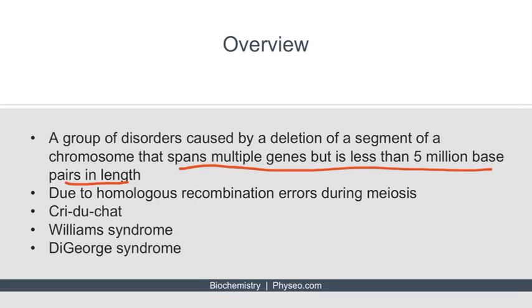In other words, it's not a small mutation in a single gene like sickle cell disease, but on the other hand, it doesn't involve an entire chromosome like Turner syndrome. So I like to think of it as a medium-sized deletion somewhere in between the two extremes. Microdeletions are usually caused by sporadic recombination errors that occur during meiosis. There are 3 microdeletion syndromes you need to know for step 1, including Cri du Chat, Williams syndrome, and DiGeorge syndrome.